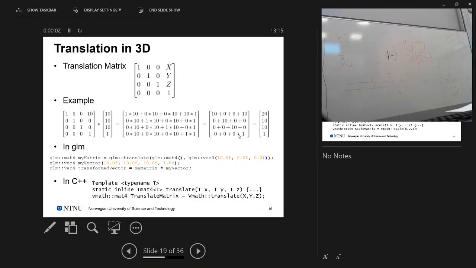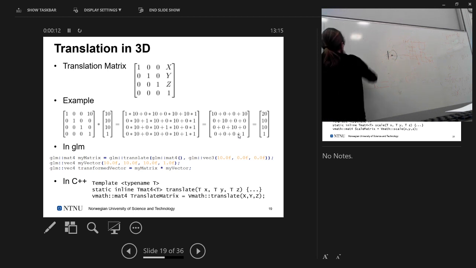So before I continue, I will just talk a little bit about the example I started with, which was the translation. I should probably draw this side.